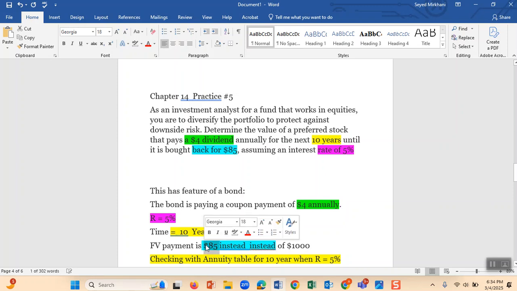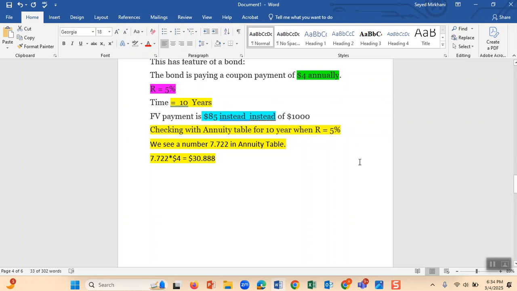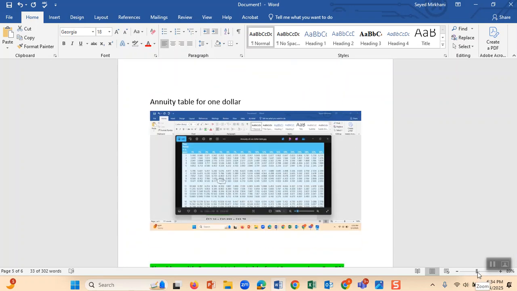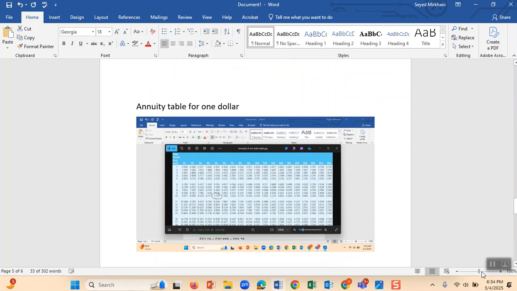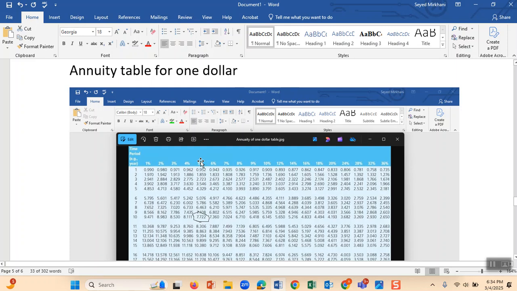Therefore, how can we calculate? We just look at it as a bond. Therefore, what happens is that we look at the annuity table. This is the annuity table, you have seen it. If you look here, because the interest rate, as you all know, is 5% and it is 10 years.